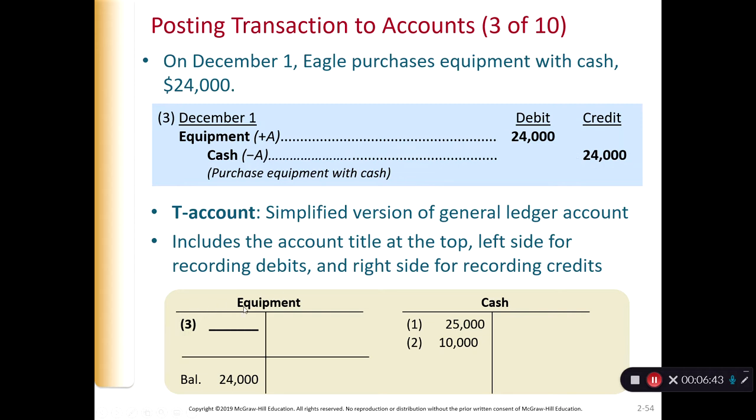So using this simplified version of journal entry, we call it T account. Doesn't it look like a T, right? T account. And the left hand side is always debit side, and right hand side is credit. So include the account title on the top, left side recording the debits, and right hand side recording the credits. So for this example, the debit side of the equipment, 24,000, we're gonna put in here, right? And the right hand side, the credit, we're gonna put on the cash, reduce the cash, gonna put on the credit side. So it's posting on the credit side.